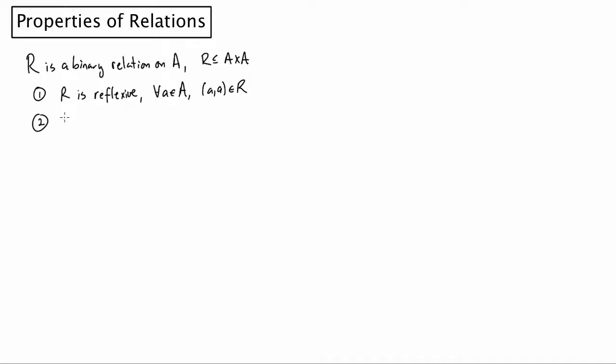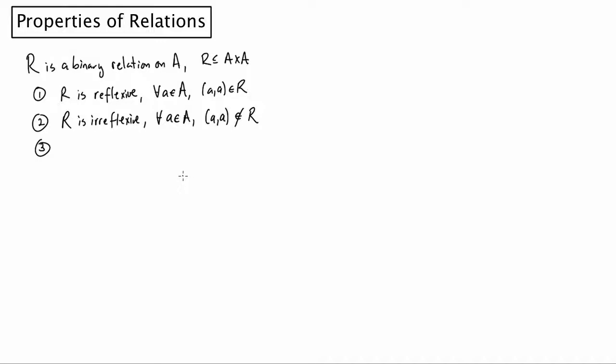Next definition, R is irreflexive. Now don't confuse this with being not reflexive because it's not the same thing. So R is irreflexive if for all a in A, the pair (a,a) is not an element of R.